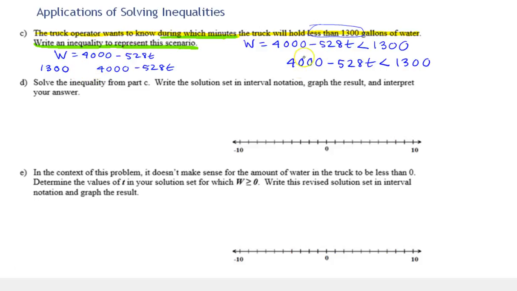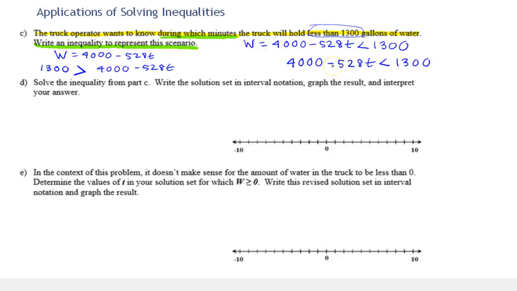Over here we have this computes the amount of water, and it is less than 1,300. And we showed in another video that if you want to reverse the side in which the expressions are relative to the inequality symbol, you need to change the direction of the inequality symbol. So this would need to be written this way. Okay, so this represents the amount of water in the truck. So 1,300 has to be greater than 4,000 minus 528t. Or you could write it this way. 4,000 minus 528t, the amount of water, has to be less than 1,300. So these are equivalent inequalities.